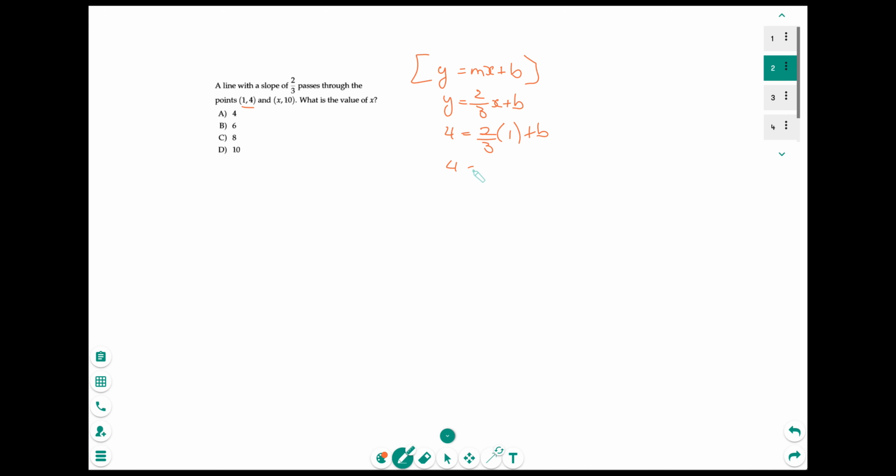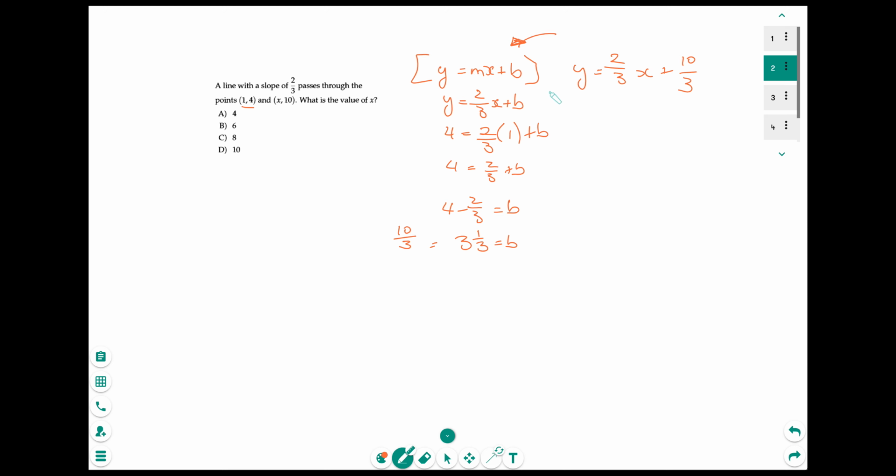So simply put, 4 is equal to 2/3 plus b. 4 minus 2 over 3 is equal to b. What's 4 minus 2/3? Well, that's 3 1/3, right? I tend to favor improper fractions on this exam, so I'm going to say 3 times 3 is 9 plus 1 is 10 over 3. So if b is 10 over 3, I can go back into my equation of a line right here and say y is equal to 2/3 x plus 10 over 3.